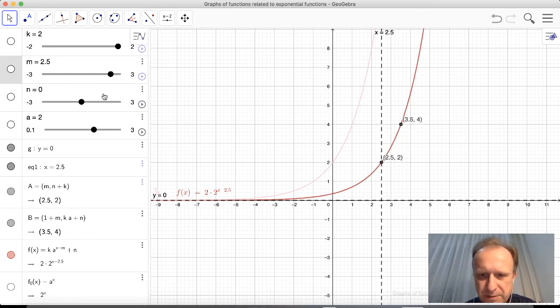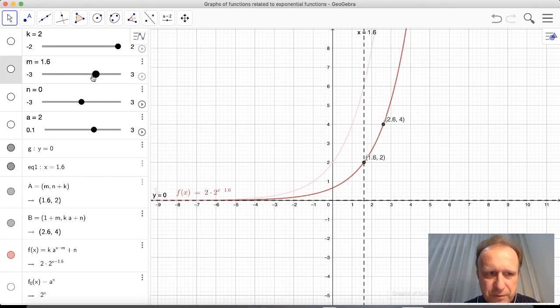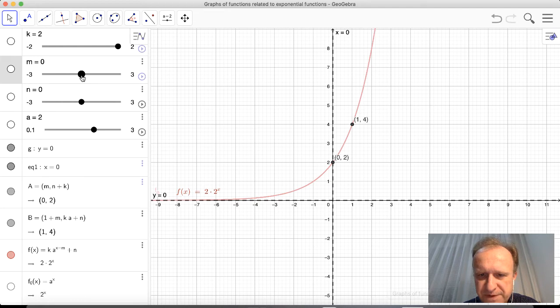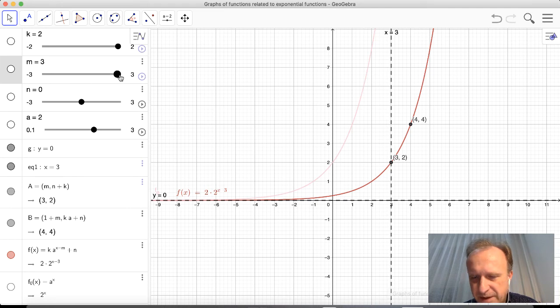So let me move the parameter m back to its original position. The original value of m was 0. So you see from 0, when we increase m, this point moves to the right, and when m is 3, it has moved by 3 units to the right. So it is a translation. It was translated by 3 units towards the positive direction of the x-axis. The same goes for this point here, whose original position was 1, 4, now it's 4, 4. So its x-coordinate has increased by 3.